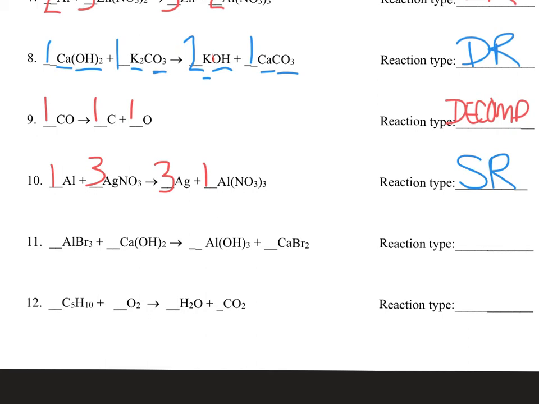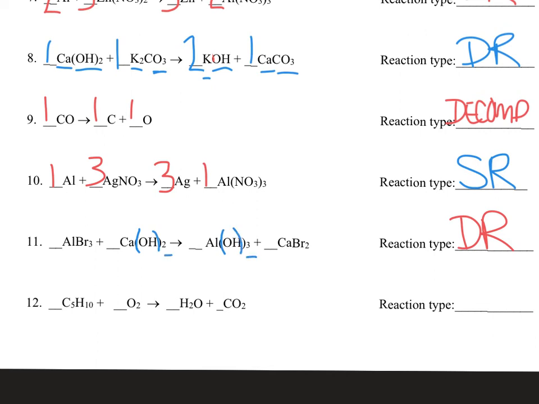Perfect. Moving on to number 11, compound and compound, and it looks like the cation switched. That to me looks like a double replacement reaction. So now that we know that, we can balance this out. Let's get to it. All right. Well, hydroxide stays together, OH, okay.